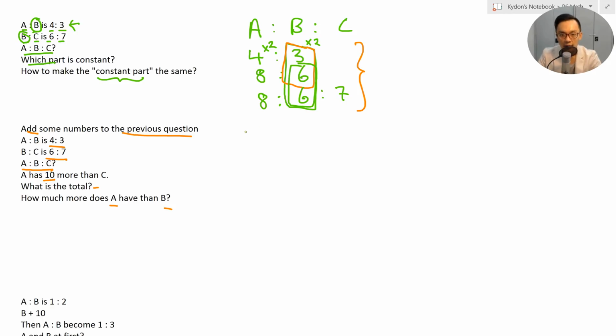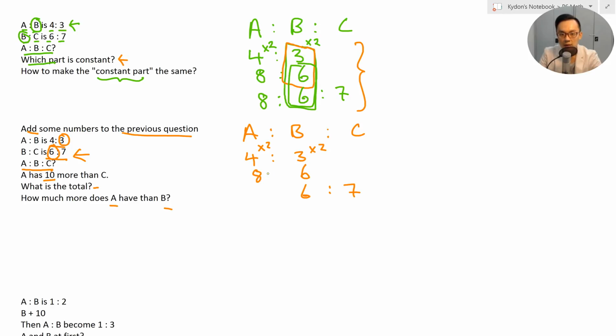So let's take a look at A. First of all, again, which part is constant? I need to find the constant part. So A is to B, B is to C. I know that B is the constant. So this part is the constant. So I'm going to write A is to B is to C. A is to B is 4 is to 3, and B is to C is 6 is to 7. So I'm going to times 2 to make 3 into 6. Because I times 2 here, I'm going to times 2 here as well.